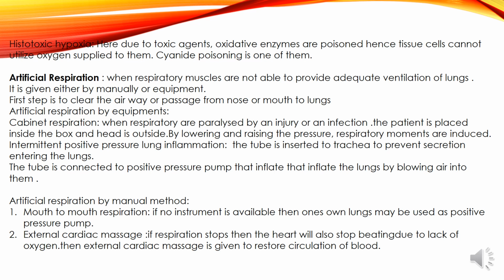Artificial respiration. When respiratory muscles are not able to provide adequate ventilation of lungs, it is given either manually or by equipment. First step is to clear the airway or passage from nose to mouth to lungs. Artificial respiration by equipment: cabinet respiration, when respiratory muscles are paralyzed by an injury.